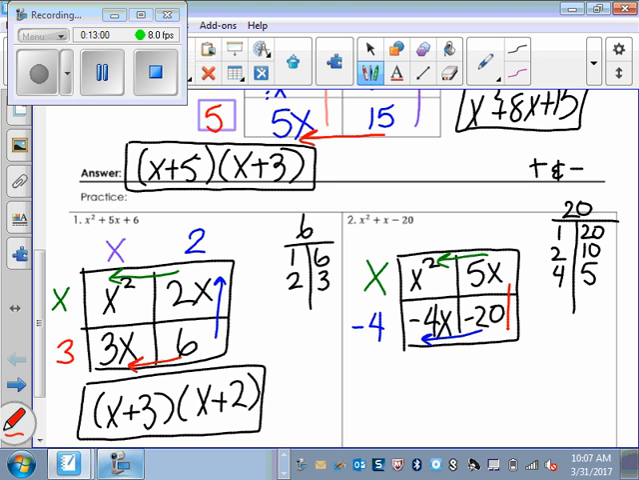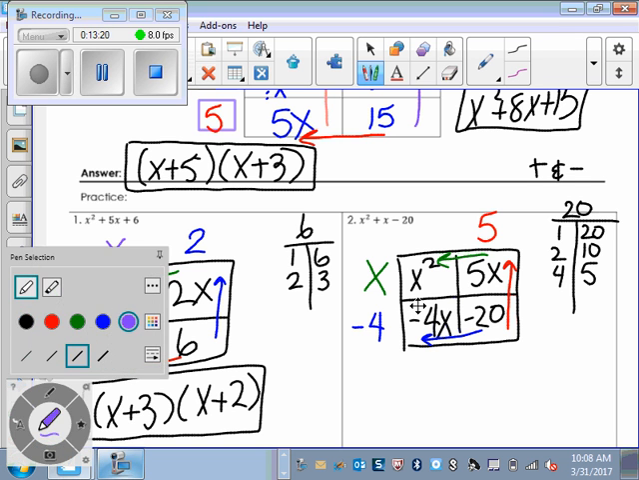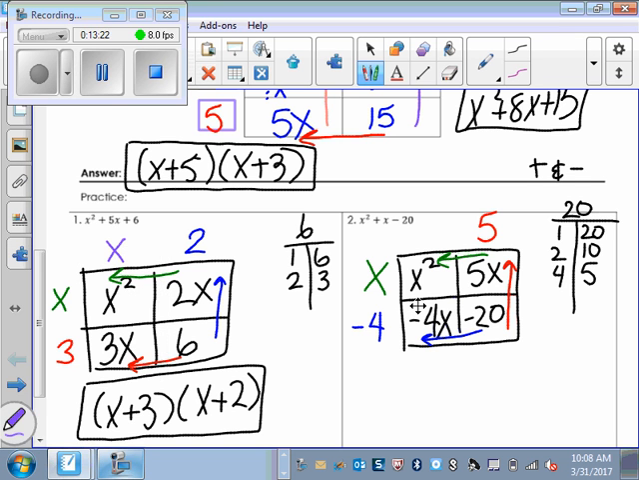Then I will look at my next column, 5x and negative 20. They both share a 5, not a negative 5, because only one of them is negative. If both of them are negative, then we can pull out the negative. But if only one of them is, don't worry about that. And then we have the last one, x squared and negative 4x. They both have an x in common.